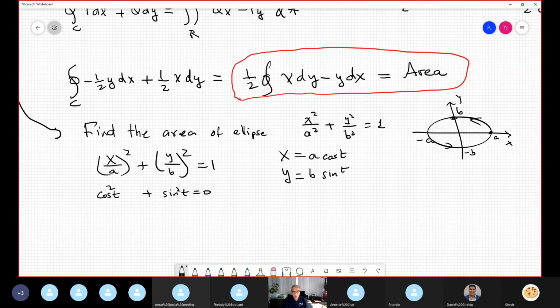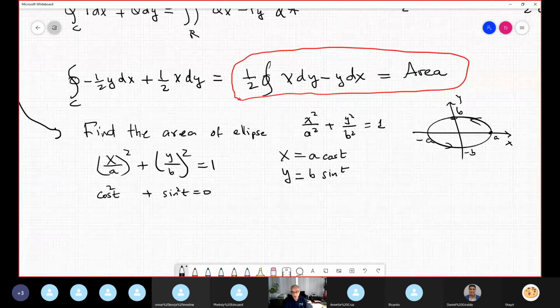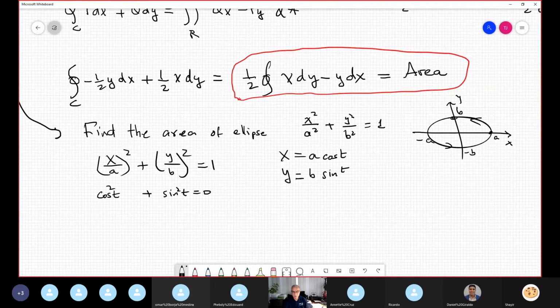And don't forget, please, when you parameterize something, a specification of the domain of t. Because basically, when you are doing parameterization, what we are doing is like a change of variable. You substitute x, y, the original variables, by the new variable t. The advantage is that t is only one variable, and t is in between, in this case, 0 and 2 pi.